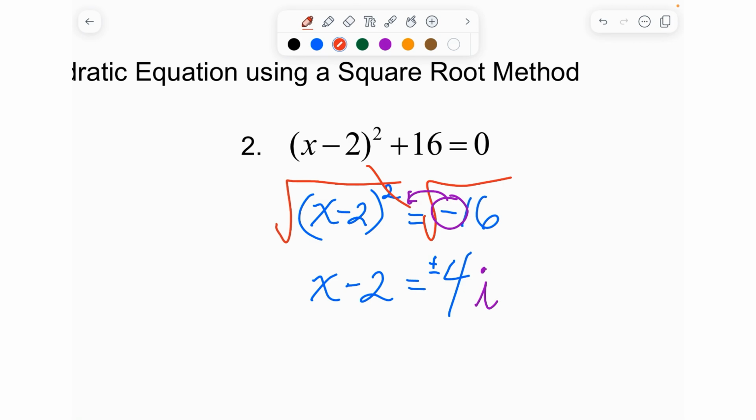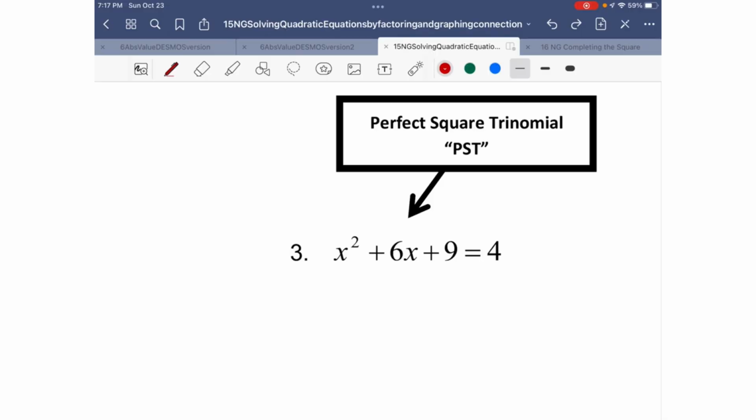So am I done yet? Well, not really, because I'm trying to solve for x. So I got one more little step. I got to add 2 to both sides. And when you do that, you end up with, finally, x equaling 2 plus or minus 4i. And we'll write the answer in that form. That's called a conjugate.